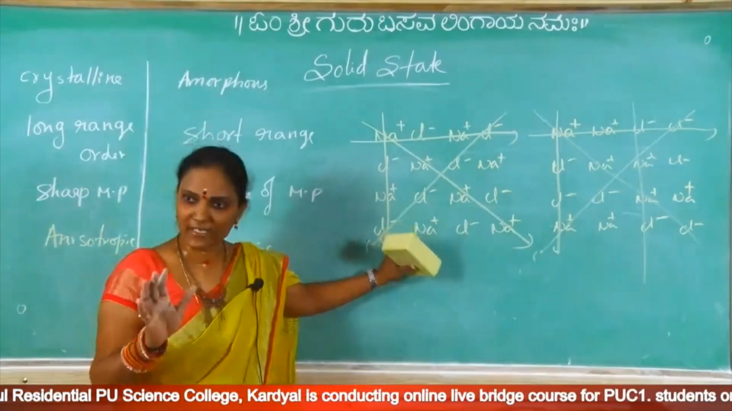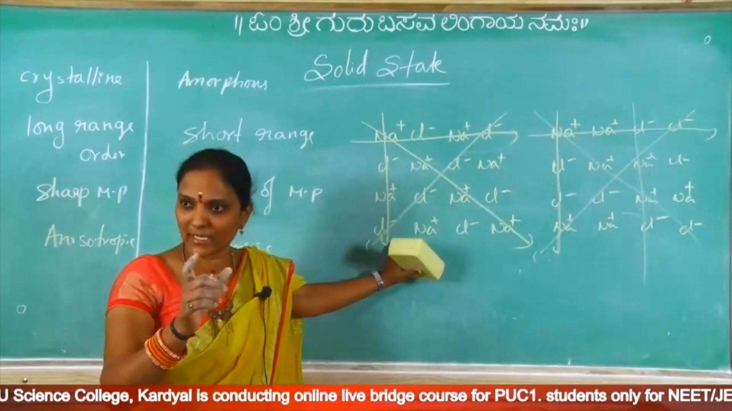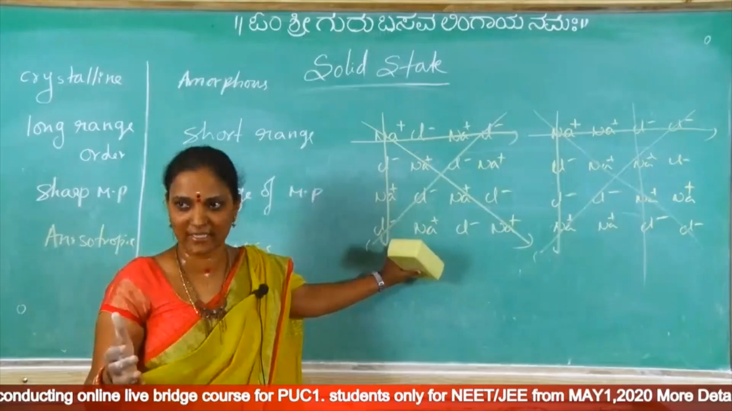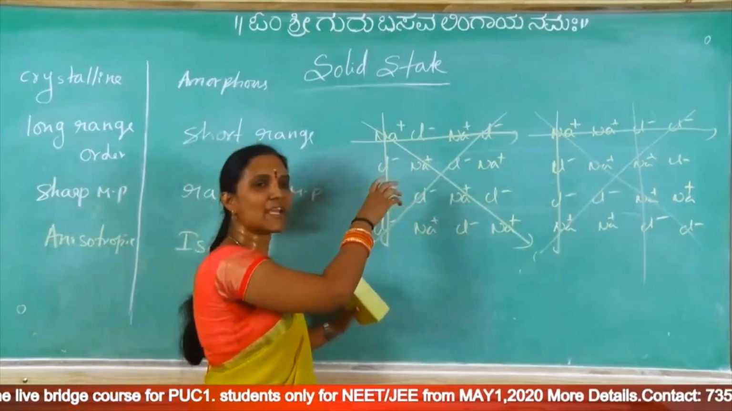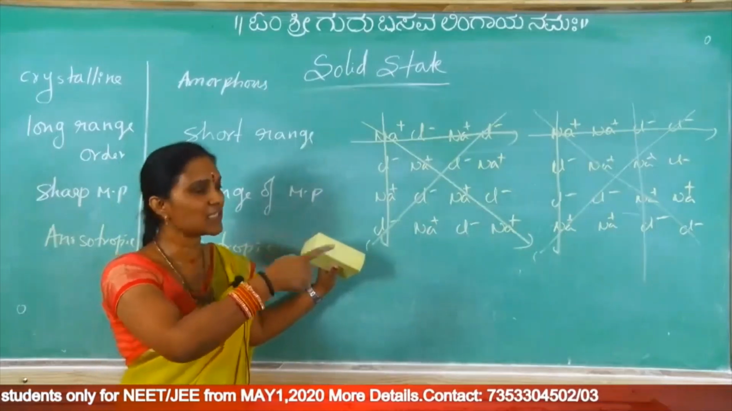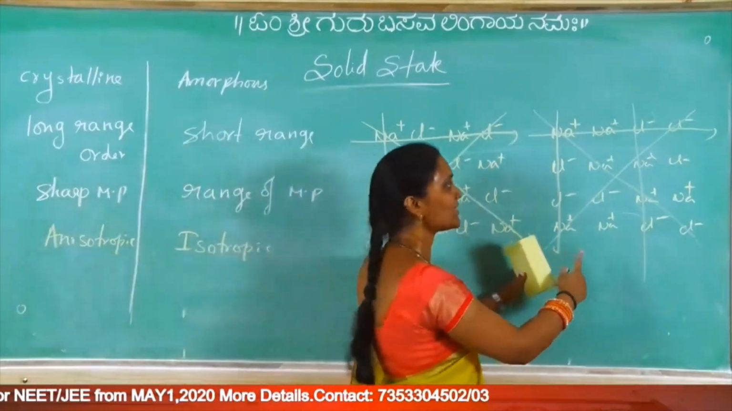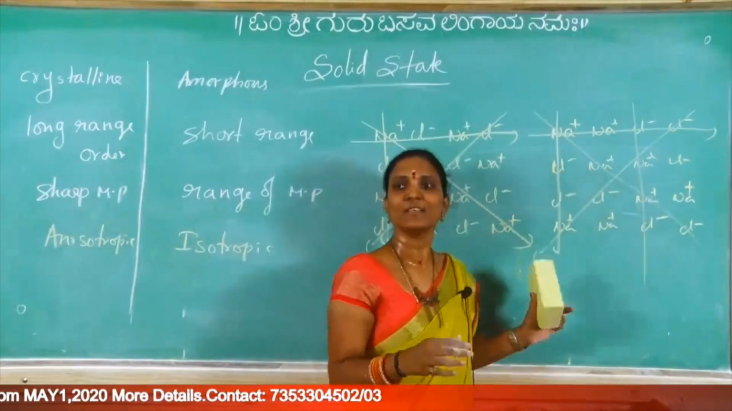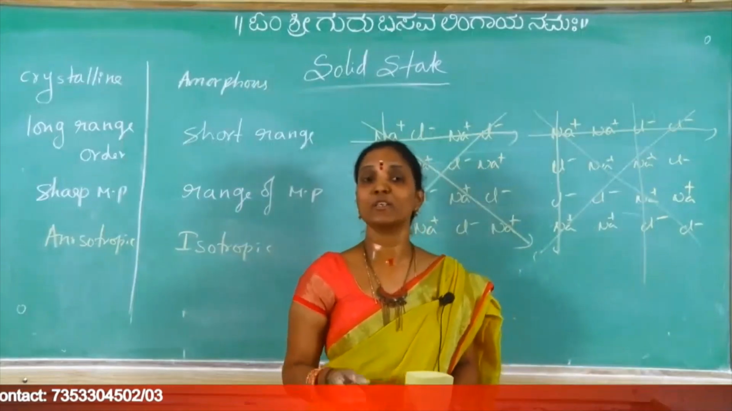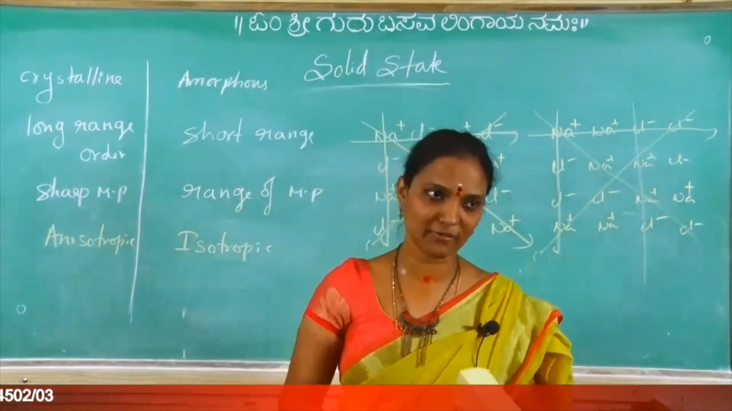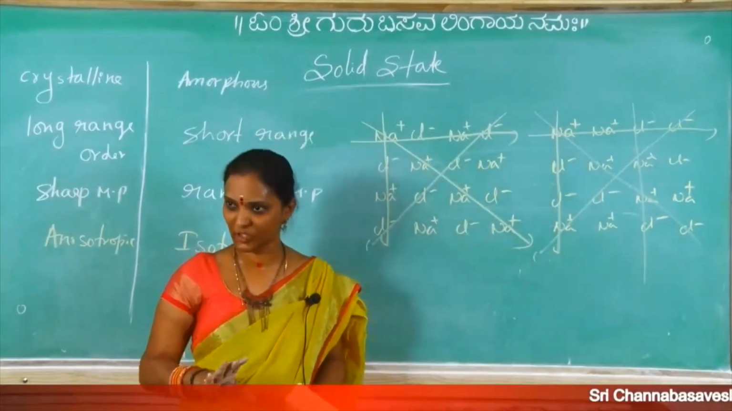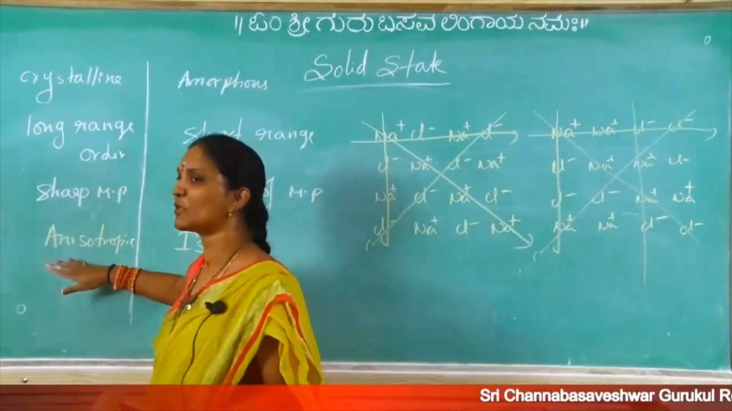So in crystalline solids, because of regular arrangement, some physical properties like refractive index or conductivity change with change in direction. But in amorphous solids, in all directions we get the same, because of the irregular arrangement of Na+ and Cl-. So physical properties like refractive index or conductivity changing with change in direction, that nature is anisotropic nature.